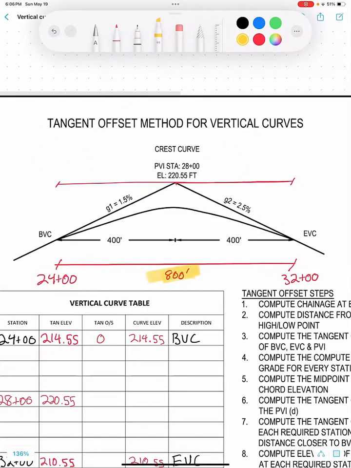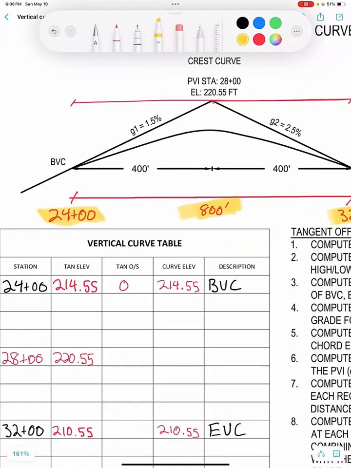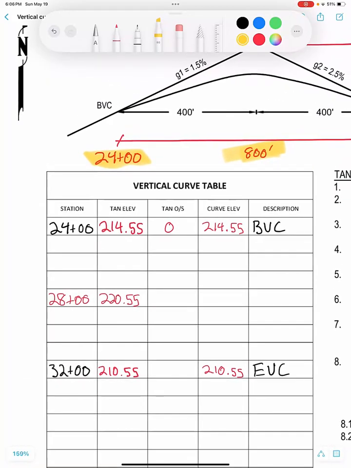Where did I find that? Well, they gave us the PVI station of 28 plus 00, and they gave us 400 feet, 400 feet. So we know the overall length is 800. From that, we can derive the start station and the end station. That 24 plus 00 is just 28 plus 00 minus 400, and then plus 400. So that gives us 24 plus 00 and 32 plus 00. You'll notice I pre-filled this chart out here, with station starting at 24 plus 00 and ending at 32 plus 00.